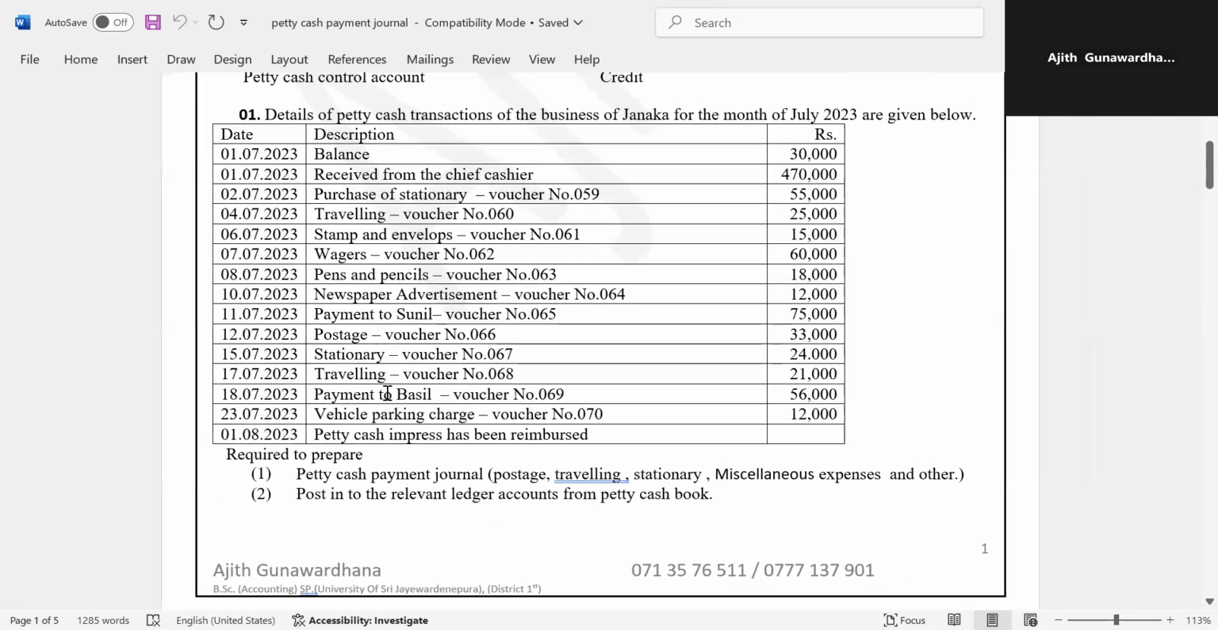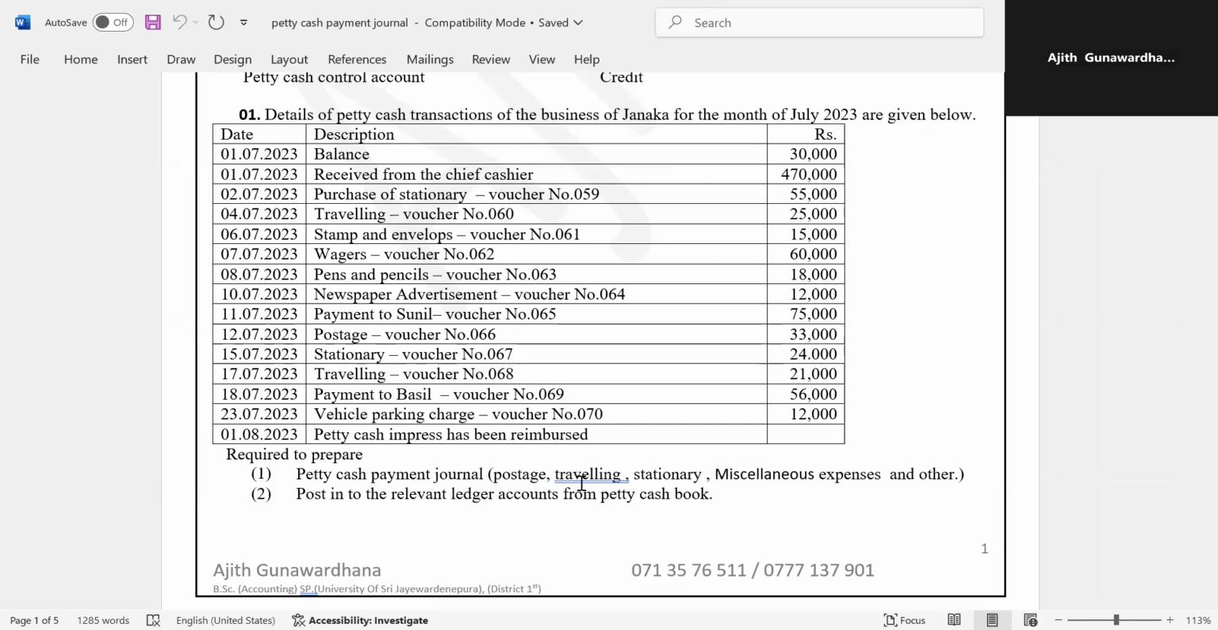Petty cash payment journal. Then requirement 1. And given the petty cash payment journal, within brackets it has given postage, traveling, stationery, miscellaneous, as well as other. Those are the analysis columns. And post into relevant ledger accounts from the petty cash book. You have to know how to record in the ledger account also.